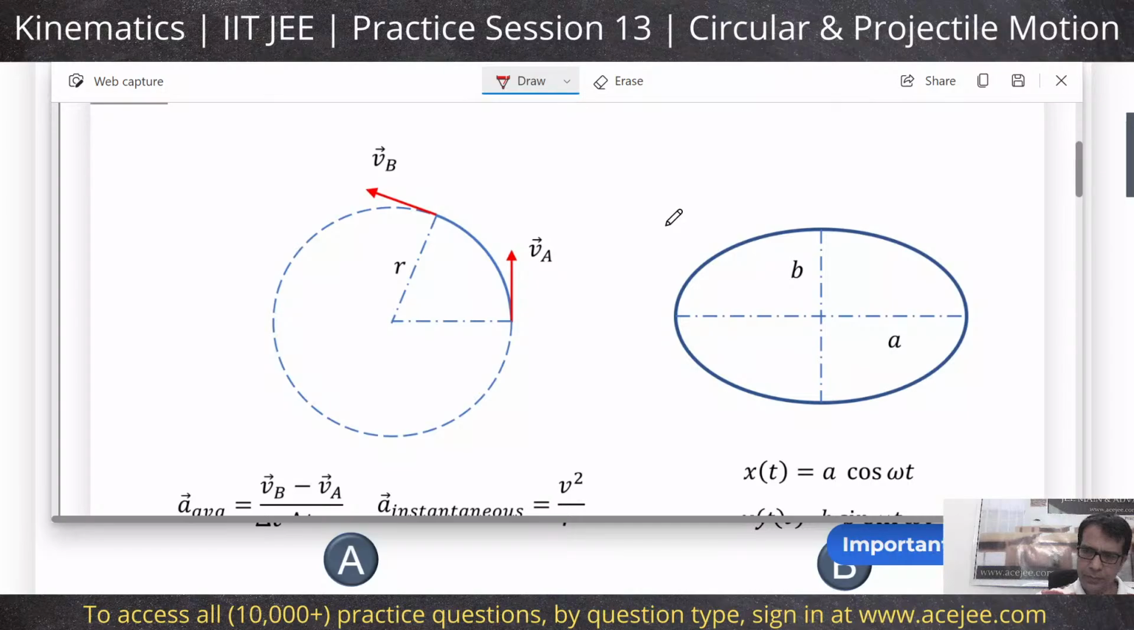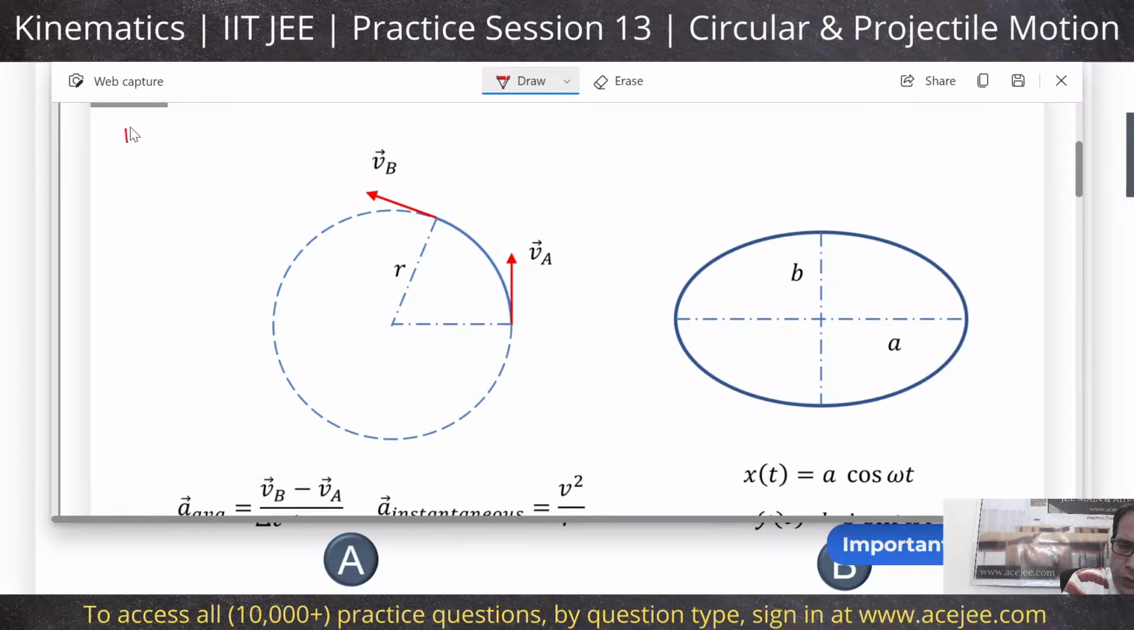So let's first talk about the uniform circular motion. What do we mean by the word uniform? That the particle is moving around a circular path at uniform speed.